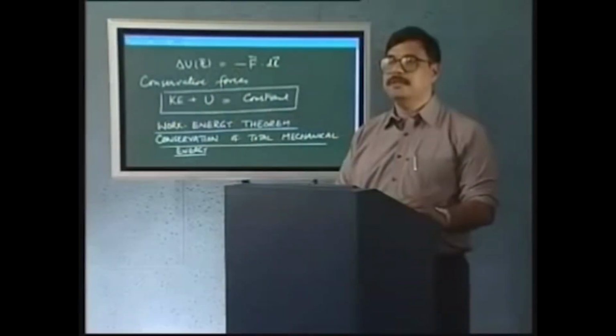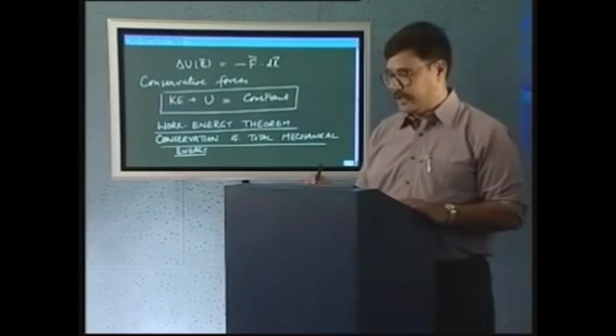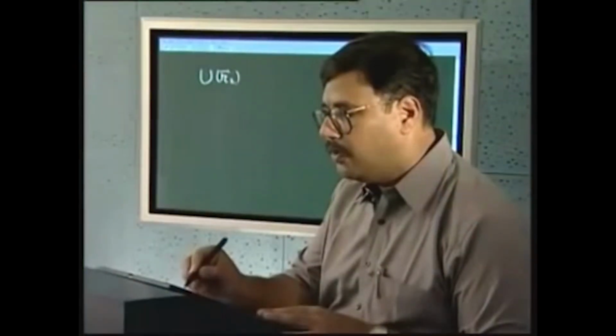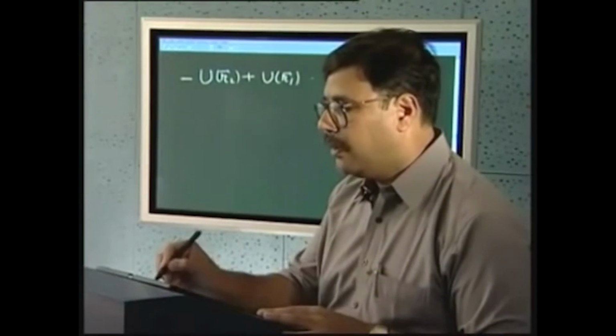Before their application and discussing more about them, I want to spend some time to get a feel for the potential energy. I define the potential energy as U(R2) minus U(R1) equals the integral of F dot dl from R1 to R2, and I am not writing any path in this because this is defined only for those forces for which the work done is path independent.